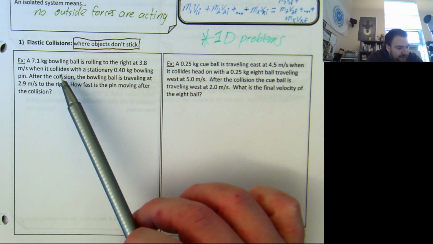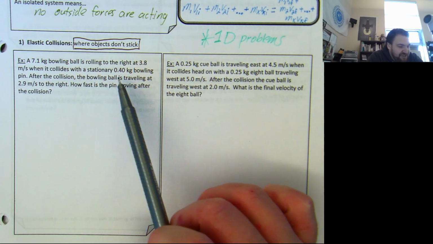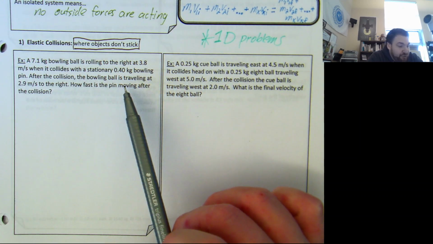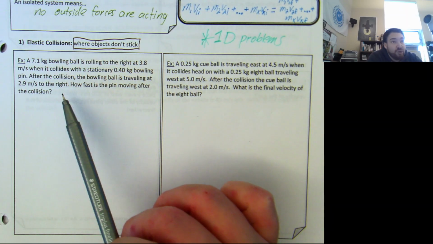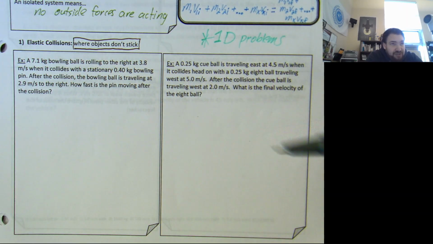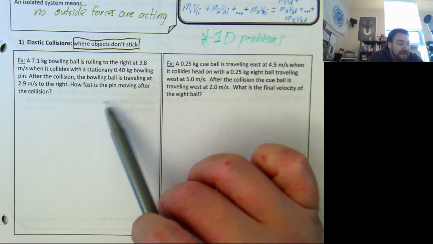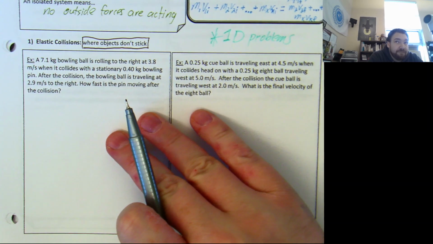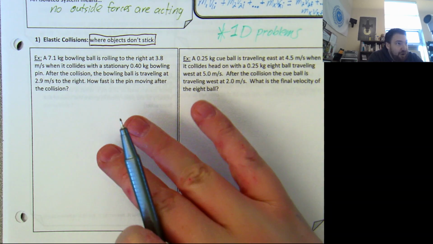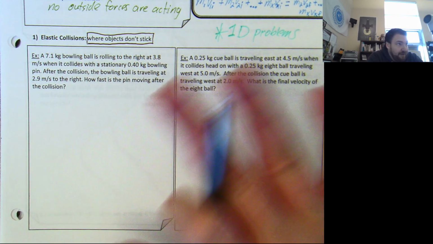A 7.1 kilogram bowling ball is rolling to the right at 3.8 meters per second when it collides with a stationary 0.4 kilogram bowling pin. After the collision, the bowling pin is traveling at 2.9 meters per second to the right. So it's in the same direction, but it has slowed down, which you would expect it to. Not a lot. We want to know how fast the pin is moving after the collision. There is no other way to analyze this kind of problem other than looking at the relative momentums of the situation.